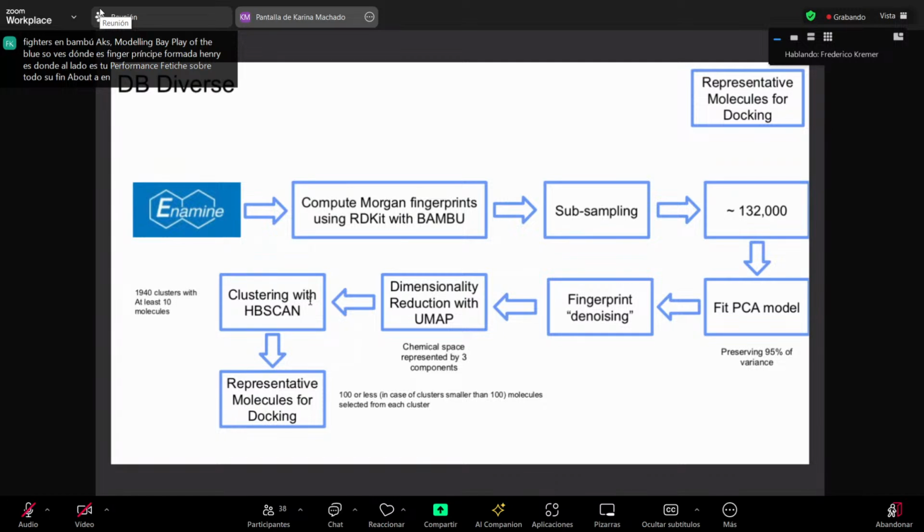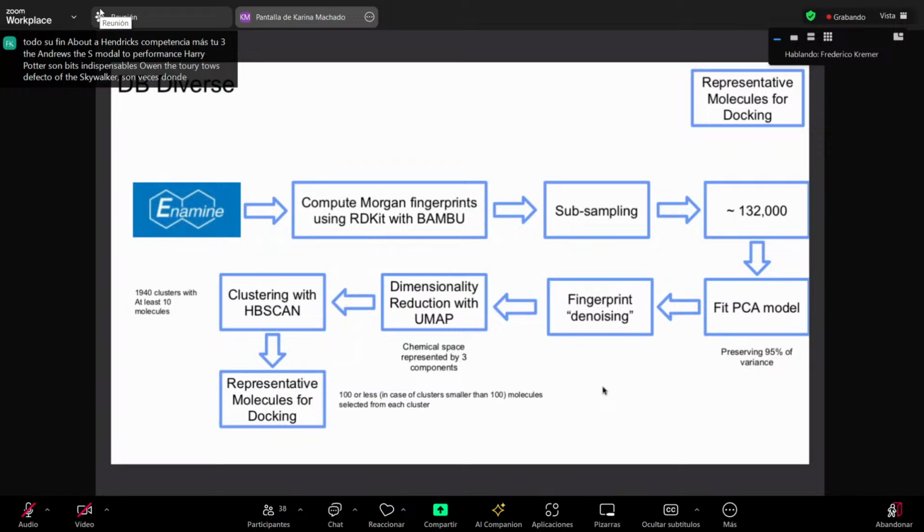132,000 molecules. And then we fitted a PCA model, a principal component analysis model, that preserved 95% of the variance of the data. And then we used this same model to perform a denoising of the fingerprints, because as the fingerprints are binary, probably some bits in these fingerprints would be very rare. And then we wanted to reduce the effect of this kind of noise, low frequency bits, in the further steps.